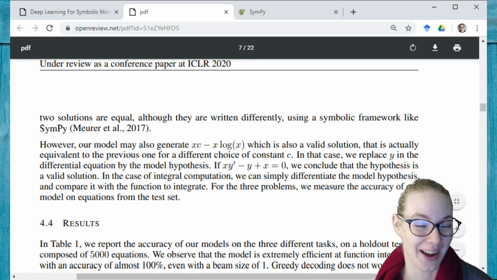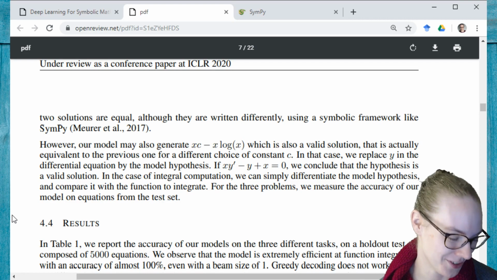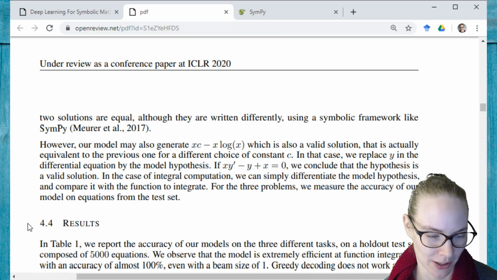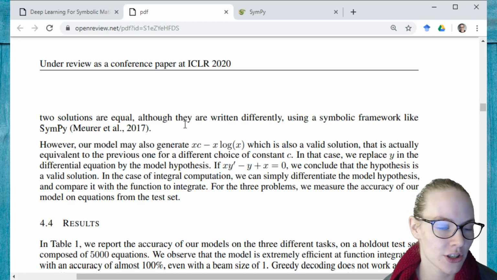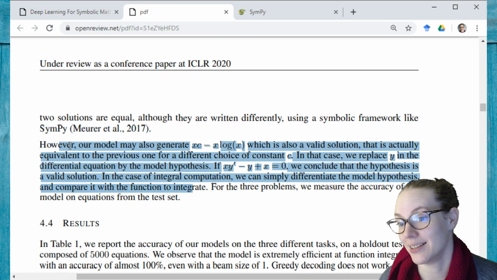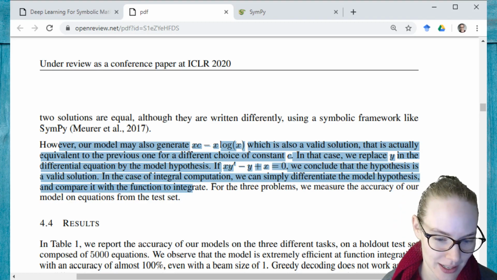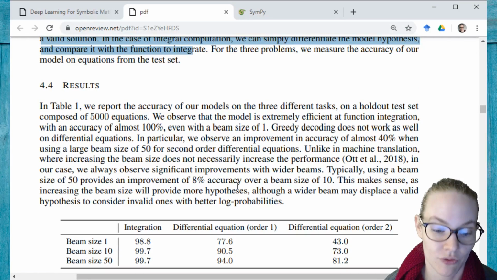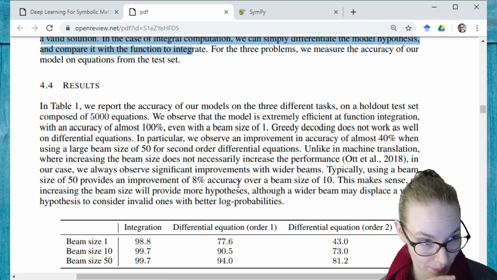I'm sure it is if you have much more training in mathematics than I do. For the 3 problems, we measure the accuracy of our models on equations from the test set. So this is just how they're checking their answers, and they can directly check whether they got the right answer because they know what the solution is, which is nice. And we are just getting to section 4.4 to answer Akash's question.